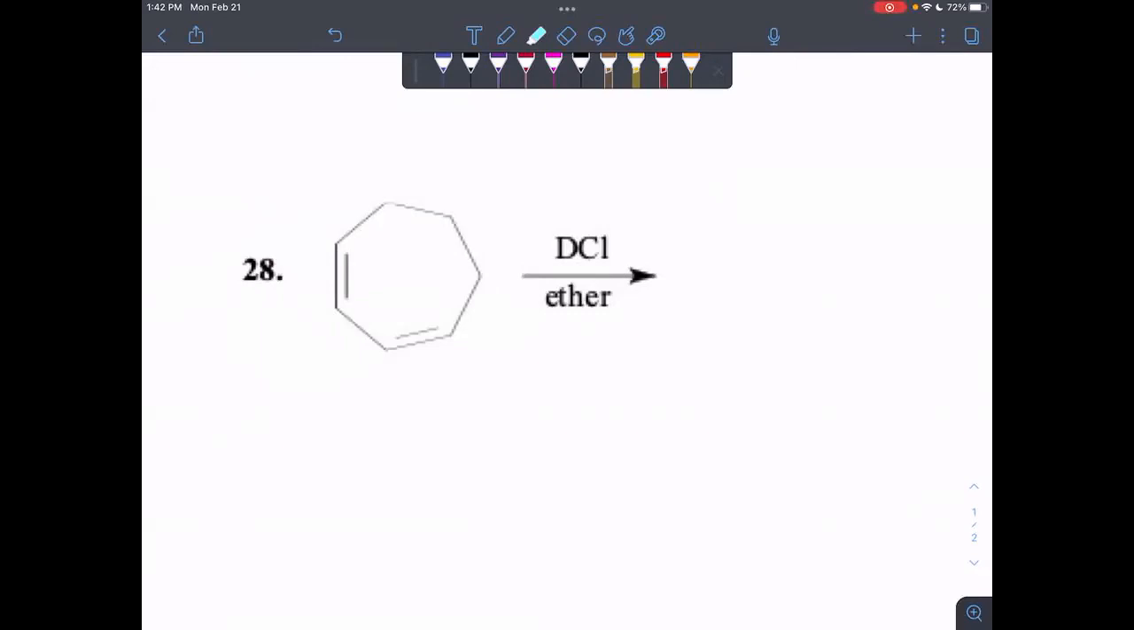Isn't it just what? Yeah. But what are your products gonna look like? It would literally just be 1,2 and 1,4. So my method for doing all of these is I label the dienes 1, 2, 3, 4, and then I attach the hydrogen on 1, and then I attach the halogen on 2 and 4, and there's your separate products. Congrats. Every time? Yeah. I have never come across an exception, but be careful.